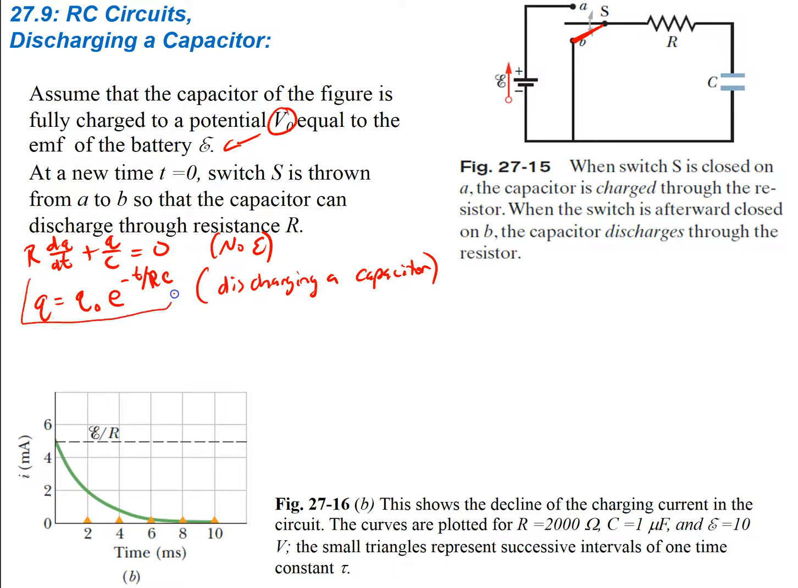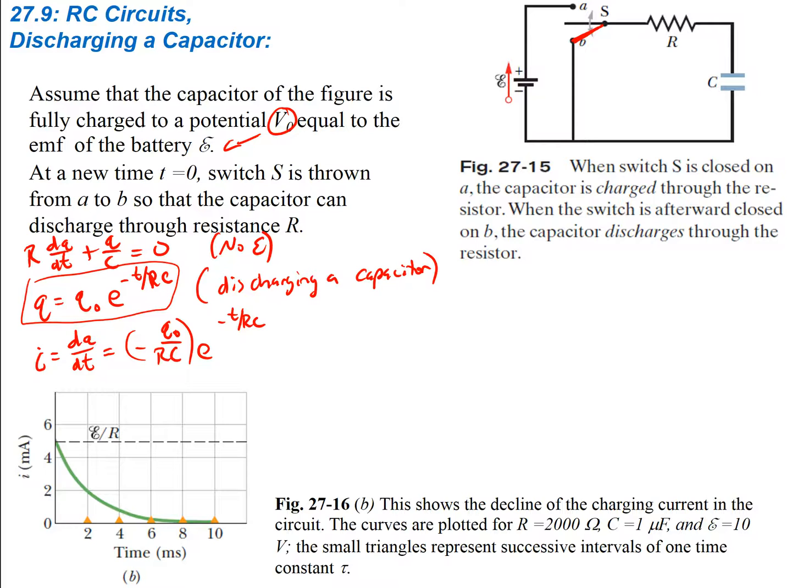And again, we might want to find what your current is for this. So our current is just going to be, again, the derivative of our charge function. So you would take this function and take its derivative, similar to the way we did it before, and you get Q naught over RC times e to the negative t over RC. All right, so that's what our current would look like.